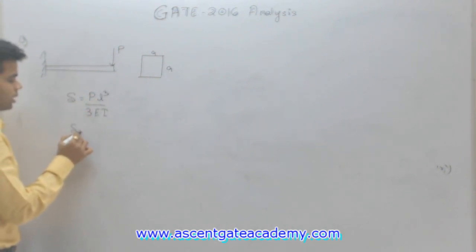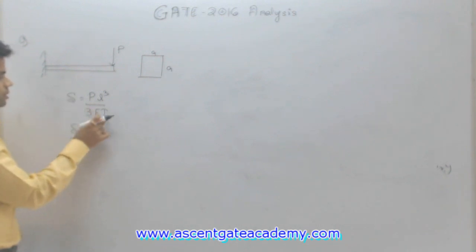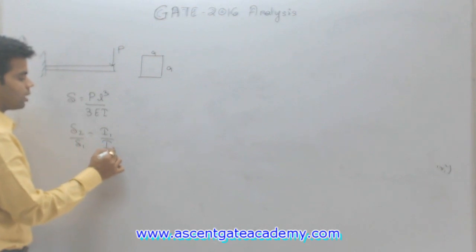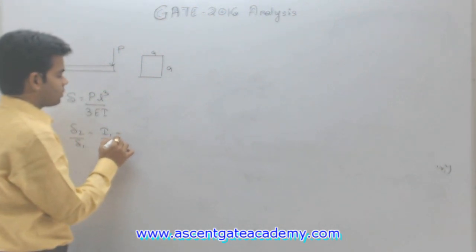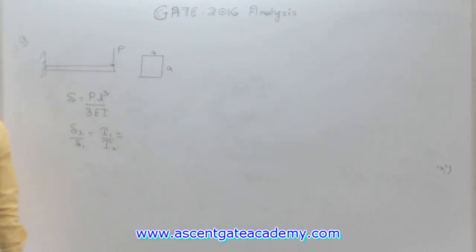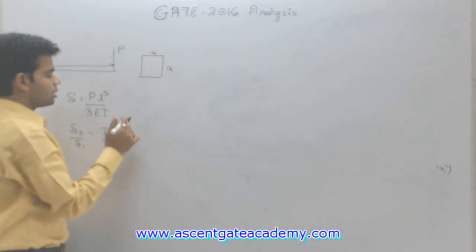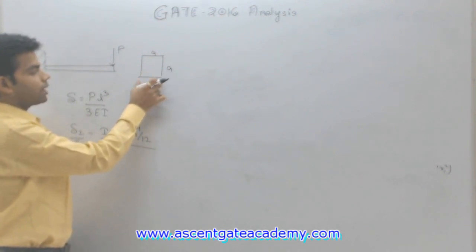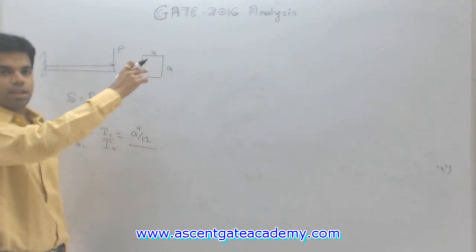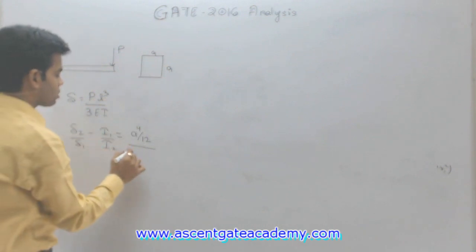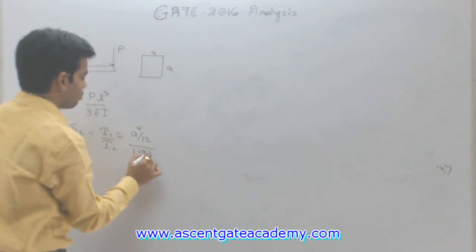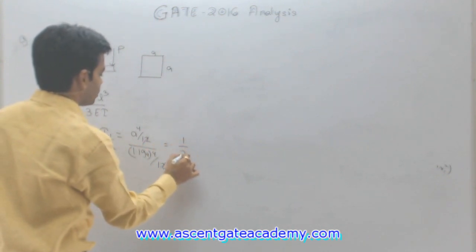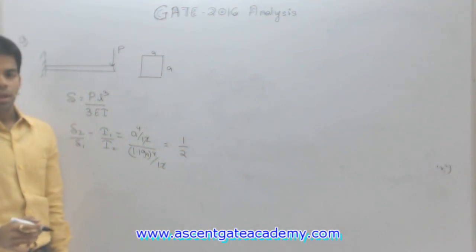Therefore, del is inversely proportional to I, so del 2 by del 1 will be equal to I1 by I2. Now what is I1? The area moment of inertia, so this will be equal to A raised to power 4 by 12. What will be I2? So in that, A is increased by 19%. Okay, so this will be (1.19 A) to the power 4 upon 12. This 12 gets cancelled out, and you will get approximately 1.2.